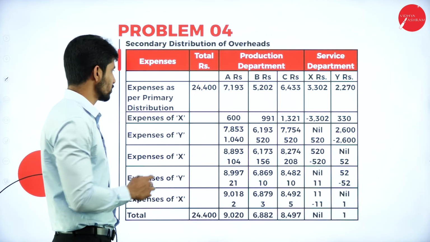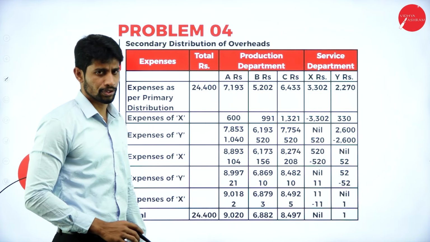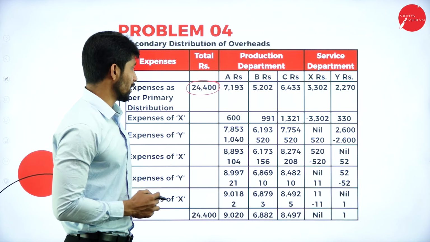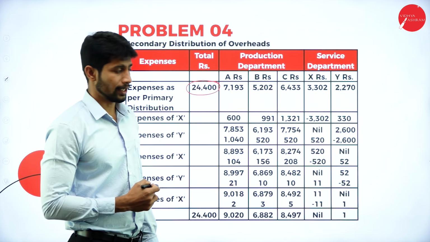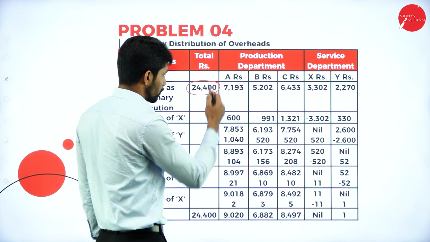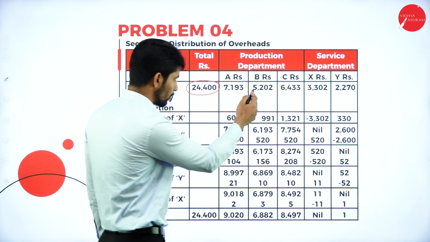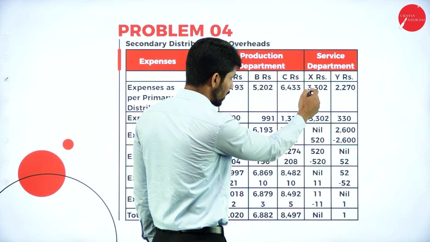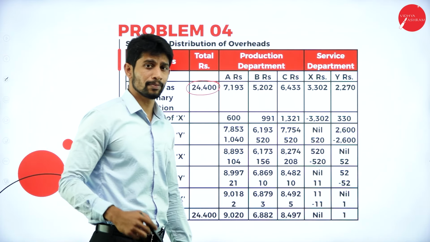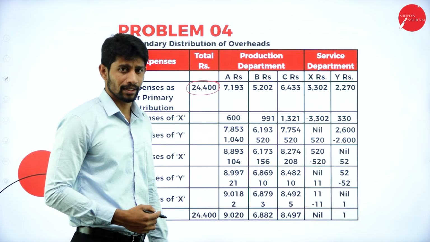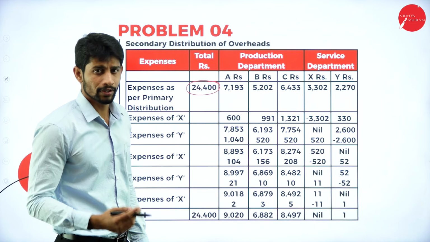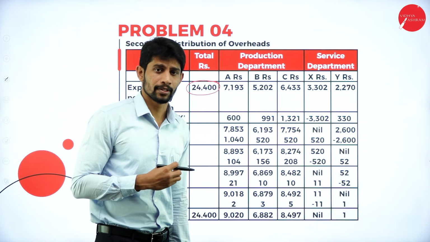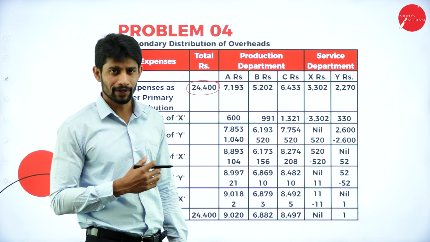Again, first you are supposed to write expenses as per primary distribution. So what is the total expenses as per primary distribution? It is 24,400. Next, production department A 7,193, B 5,202, C 6,433, service department X 3,302, service department Y 2,270. So now how are we supposed to distribute the expenses of service department 1 and service department 2 among other departments? It is based upon the ratios given in the problem.